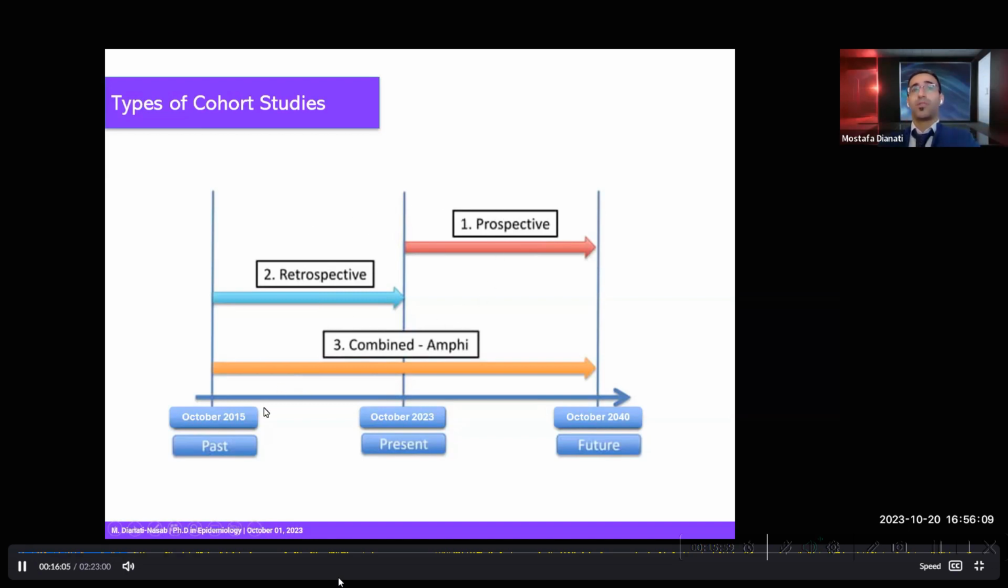If you have launched a cohort study in October 2015 and you are going to continue this cohort study over the years, maybe until 2040, this is a combination study, a combination of retrospective cohort study and prospective cohort study. For any type of cohort study, we are looking at our population to see if they are going to be sick or not, or if they are going to show any outcome that we are investigating or not.